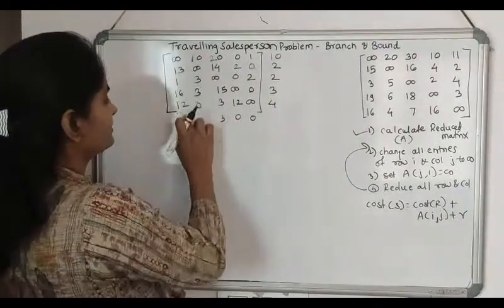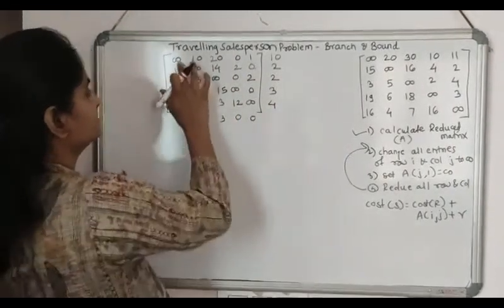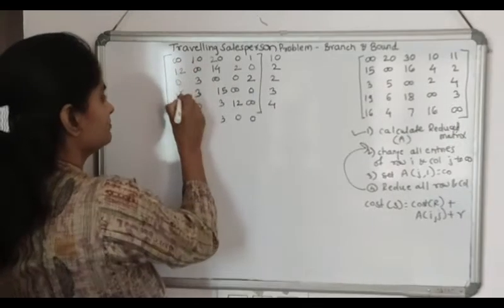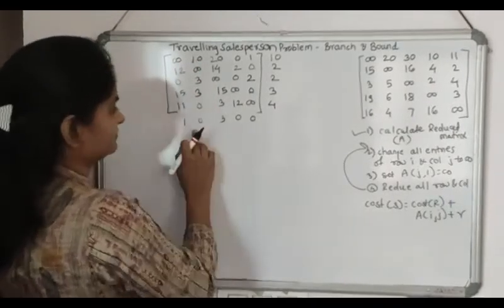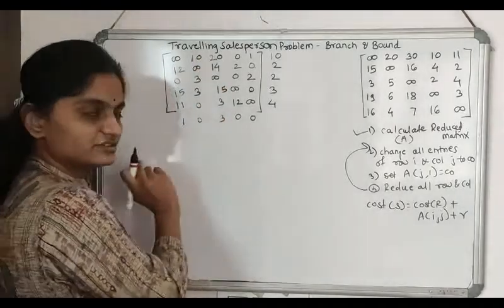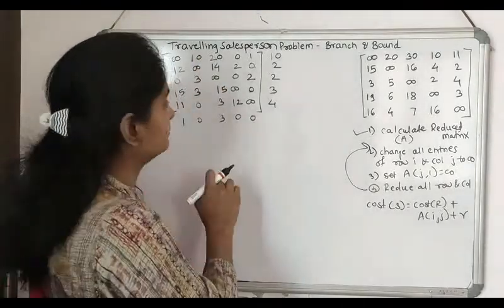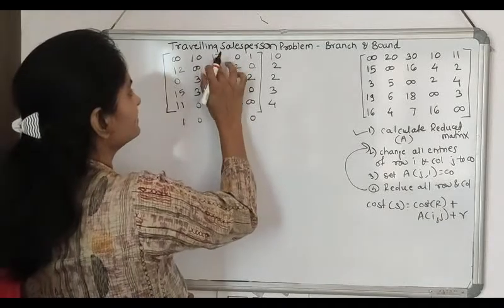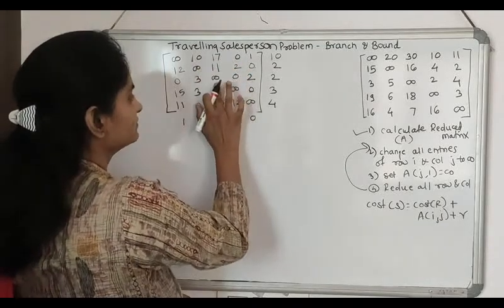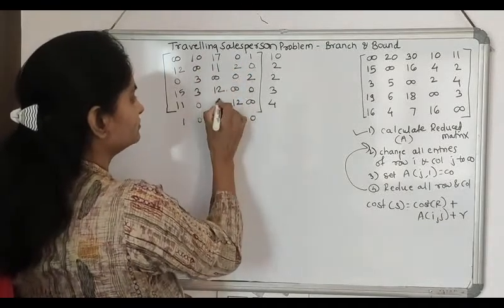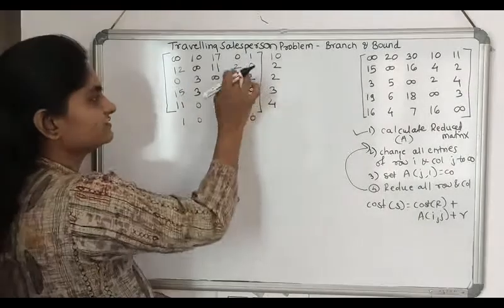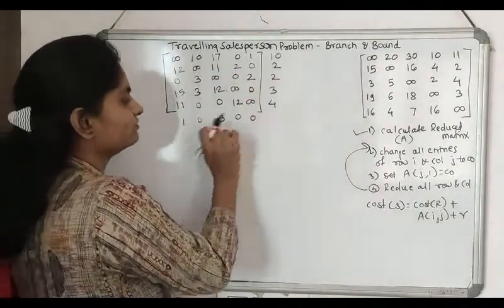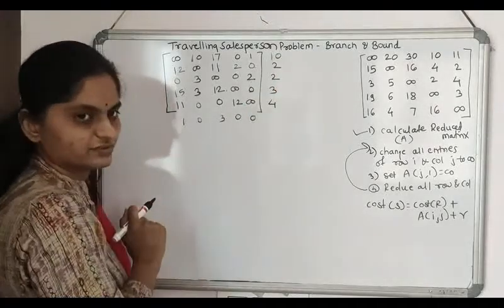Then after applying this column reduction, here 12, here is 0, 15, here is 11. The second column contains 0, so there is no need to reduce that column. Then here 3, 17, 11, 12, 0. Okay, this column contains 0, this column contains 0. This is the column reduction and this one is the row reduction.